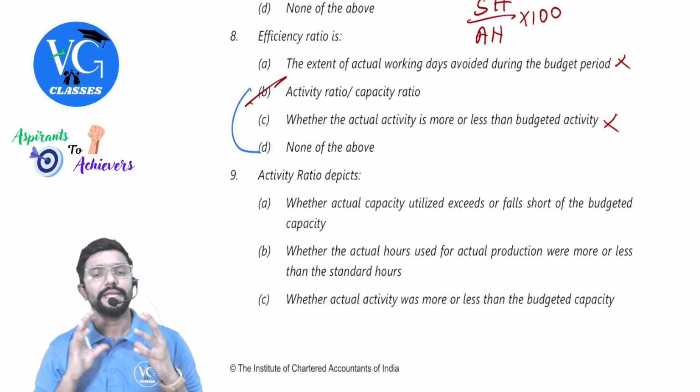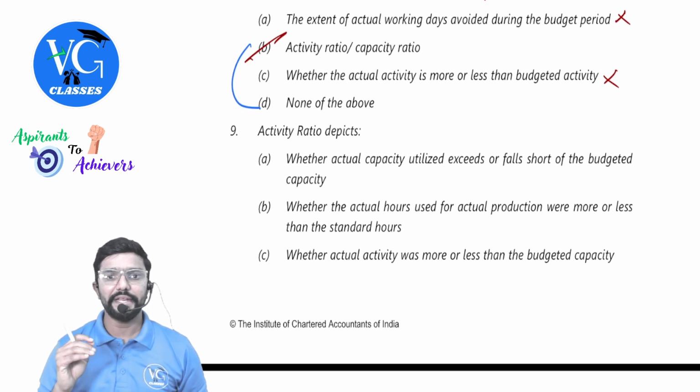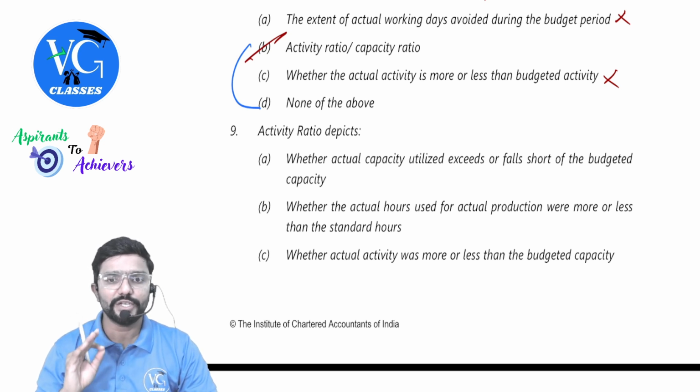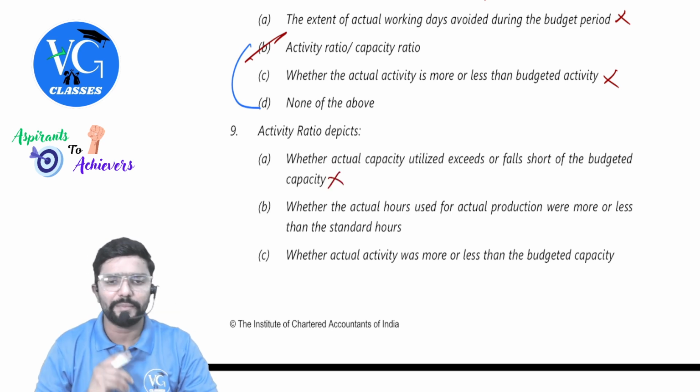So the answer is activity ratio divided by capacity ratio. Okay, let us move forward. Activity ratio depicts whether the actual capacity utilized exceeds or falls short of budgeted capacity. No, this is not capacity.